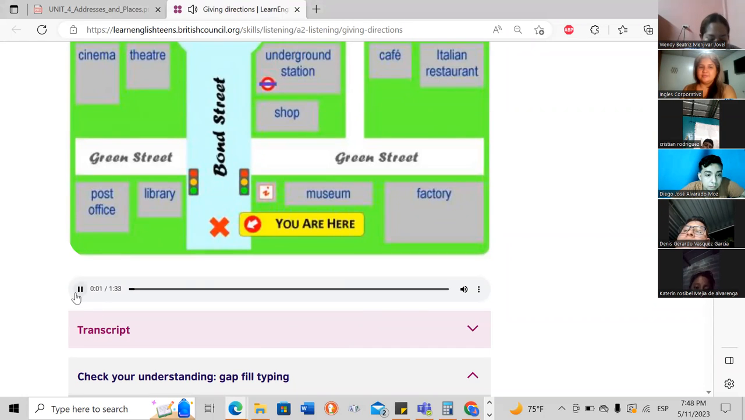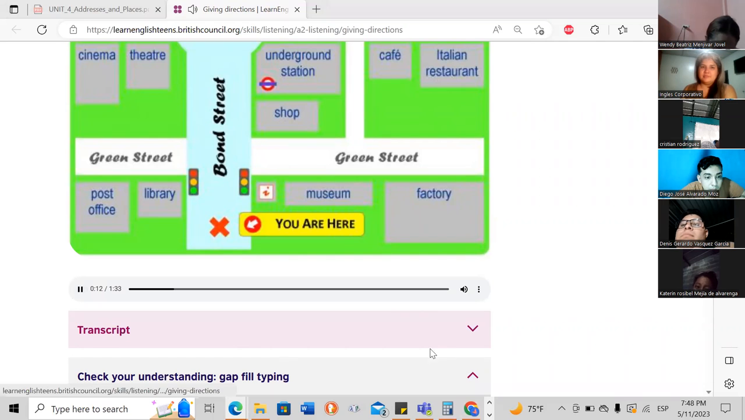A. Go straight on, then take the first left onto Green Street. Walk past the library, and it's the building next to the library, on the left.